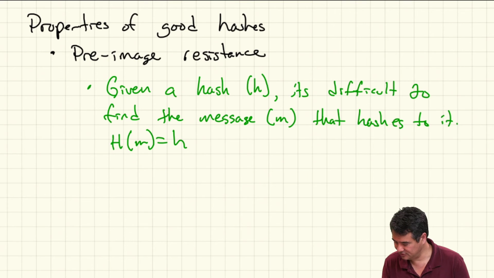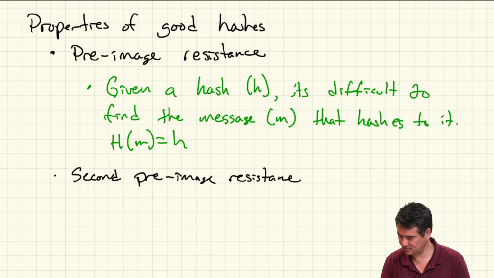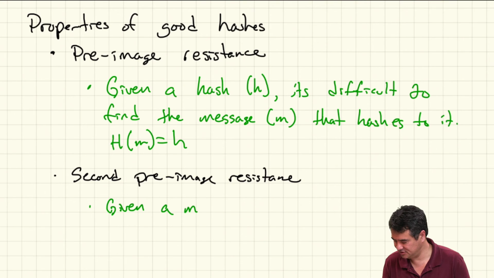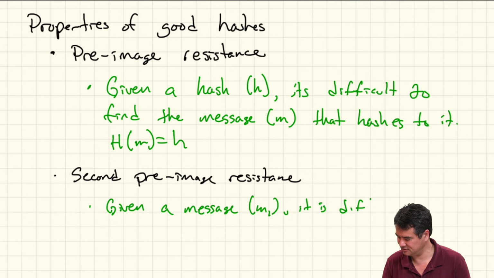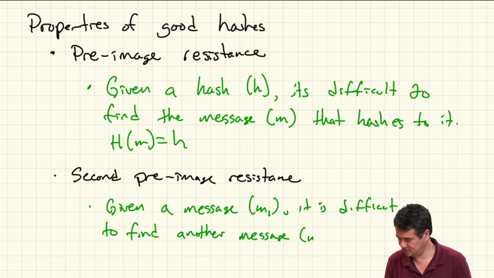And then another one is called second pre-image resistance. And what that means is, given a message, we'll call it M1, it is difficult to find another message, we'll call that M2, that hashes to the same value.